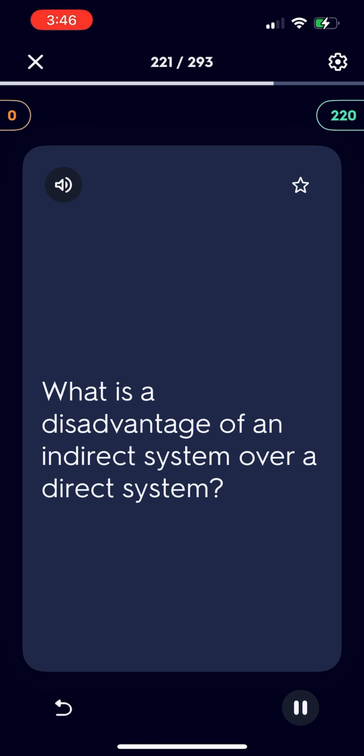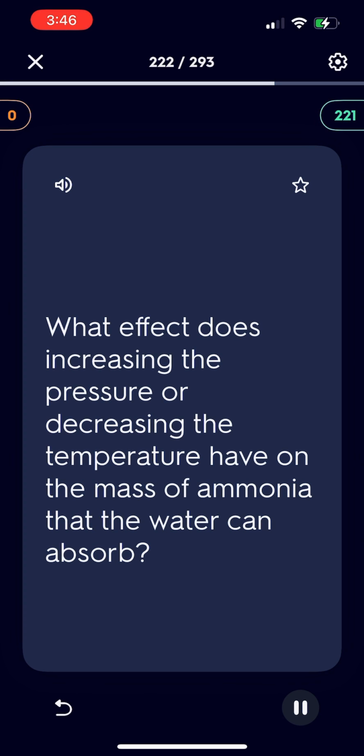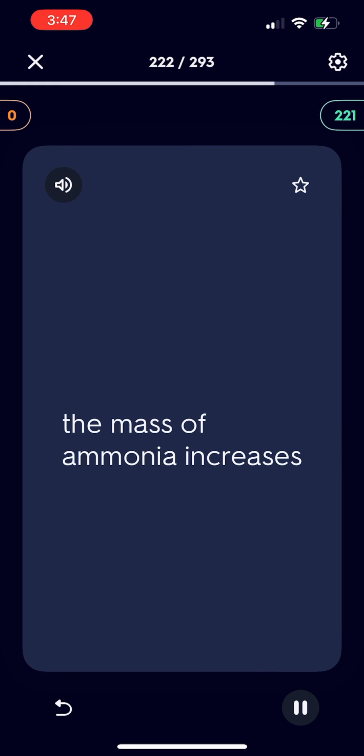What is a disadvantage of an indirect system over a direct system? A larger quantity of refrigerant is required. What effect does increasing the pressure or decreasing the temperature have on the mass of ammonia that the water can absorb? The mass of ammonia increases.